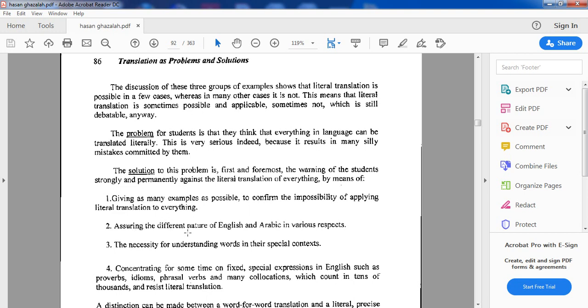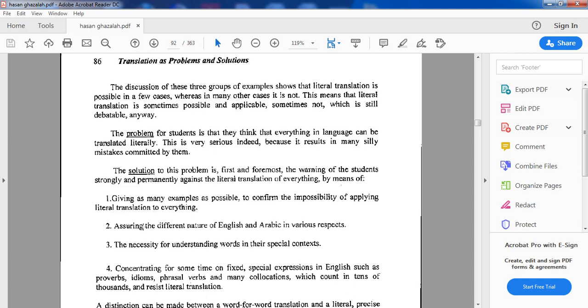Second, assuring the different nature of English and Arabic in various aspects. We have also talked about this point in our lectures last semester, and we said that English and Arabic differ in many ways. They have two different systems, two different cultures, two different ways of living, daily life, customs, habits, meals, geographical names.